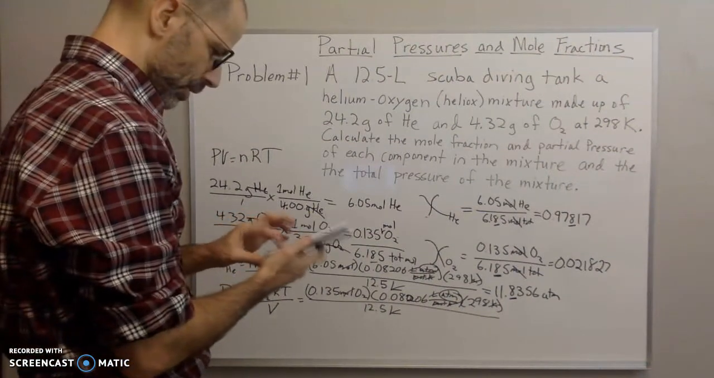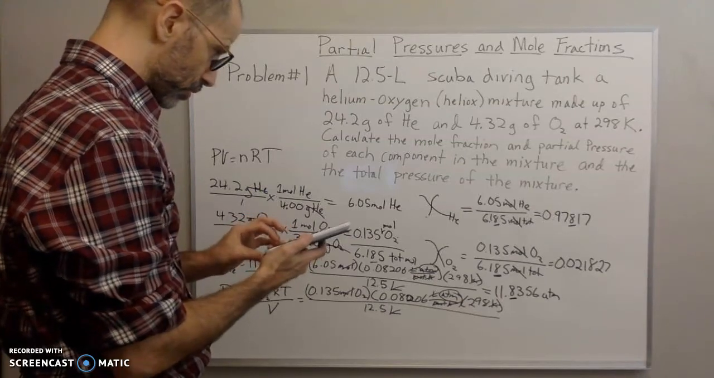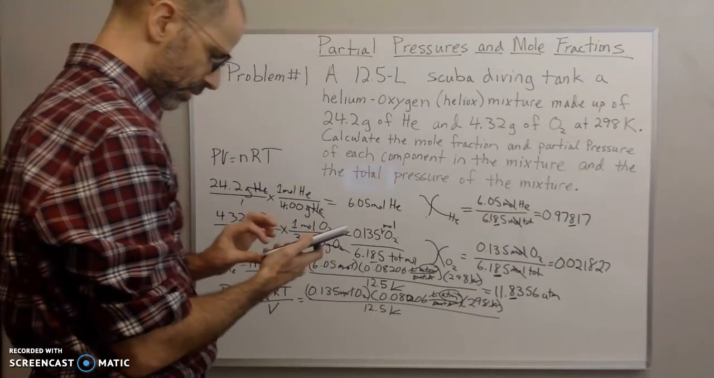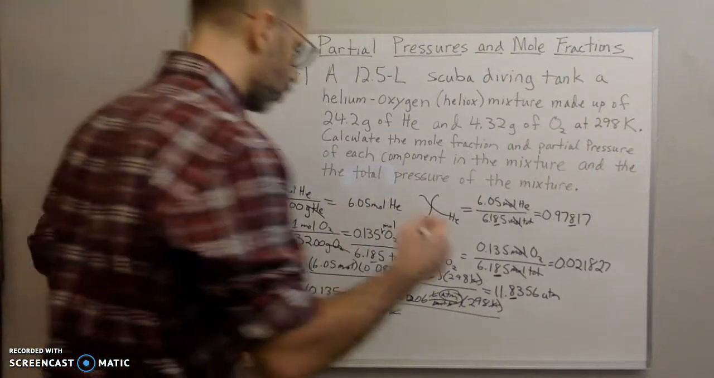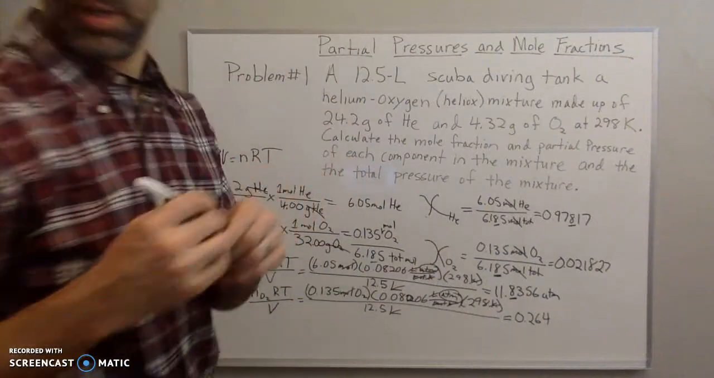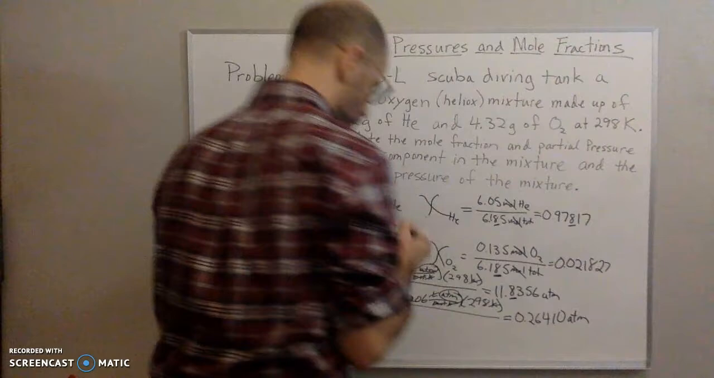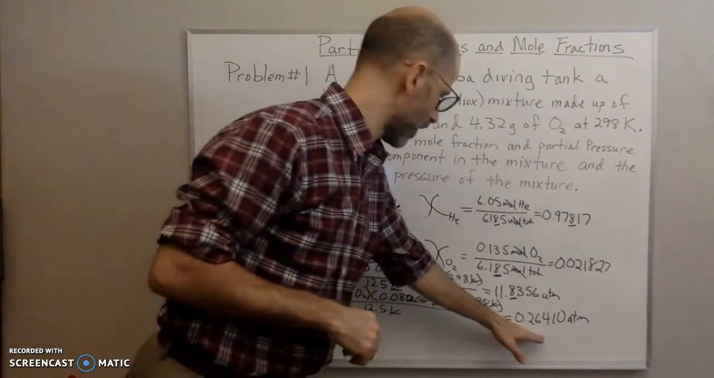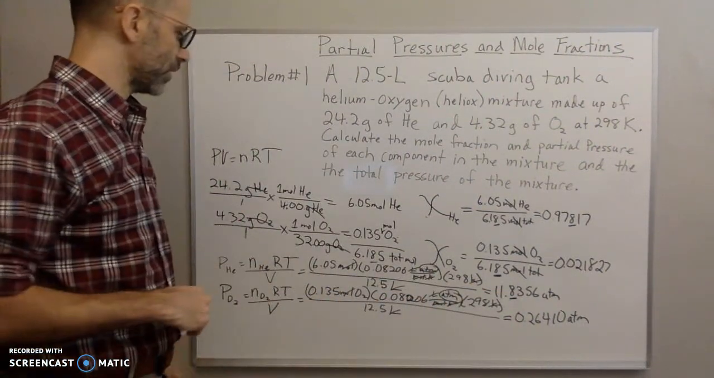0.135 times 0.08206 times 298 divided by 12.5 equals, that's going to give us 0.264. That's going to equal 0.26410 atmospheres. So that's going to be the partial pressure of oxygen. So we have the partial pressure of oxygen, and we have the partial pressure of helium. And we got that from the ideal gas law.